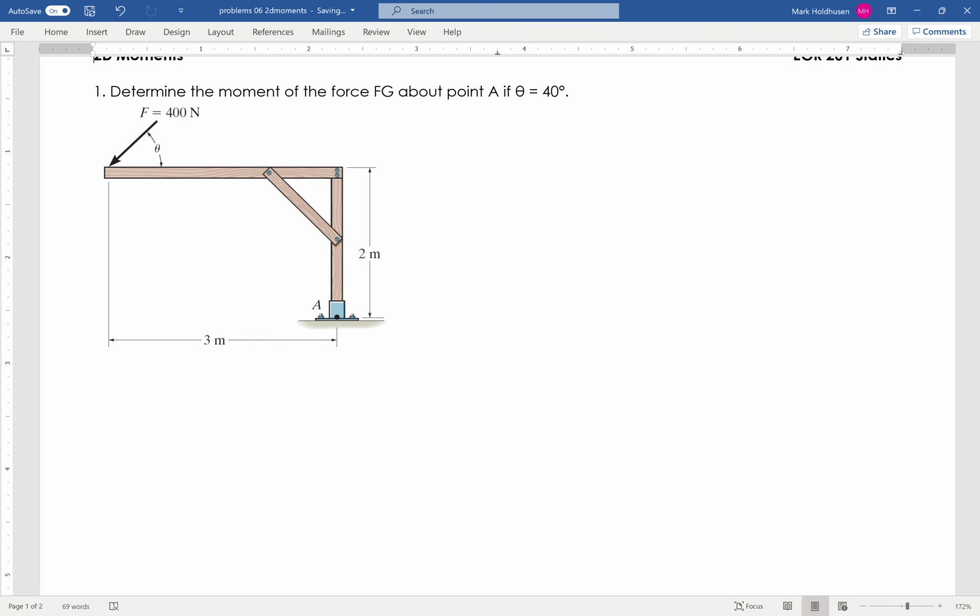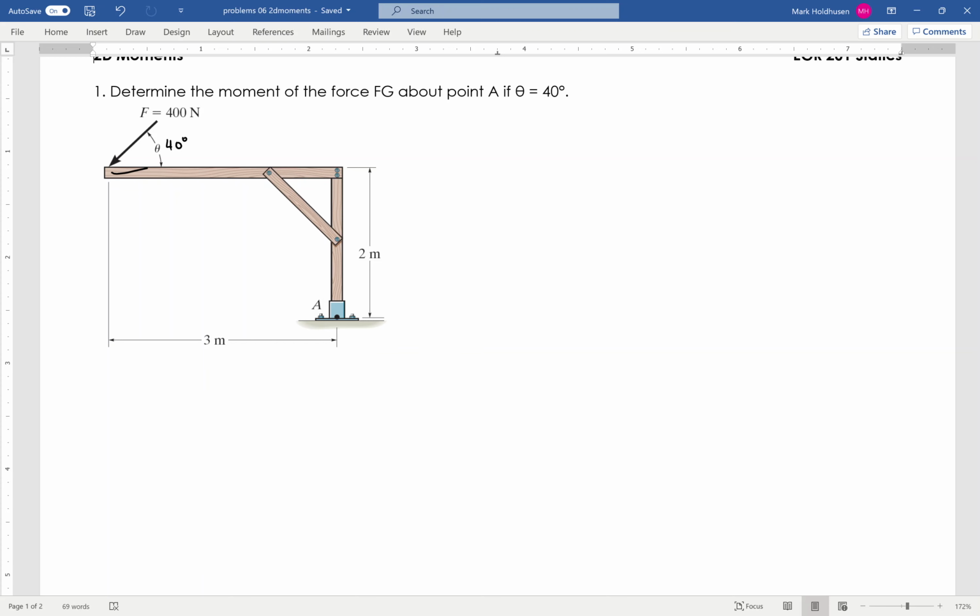We want to find the moment of the force, that 400 Newton force, about point A, knowing that this is 40 degrees here. Okay, so when doing this, the easiest way to do it is break up your r vector, your moment arm, and your force vector, the 400 newtons, into x and y components. And we're basically going to take perpendicular distances.